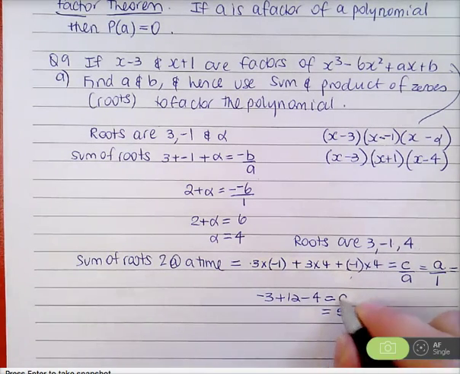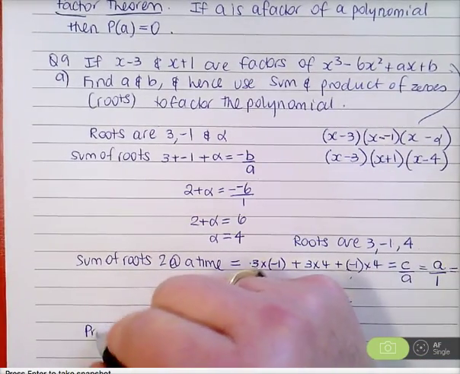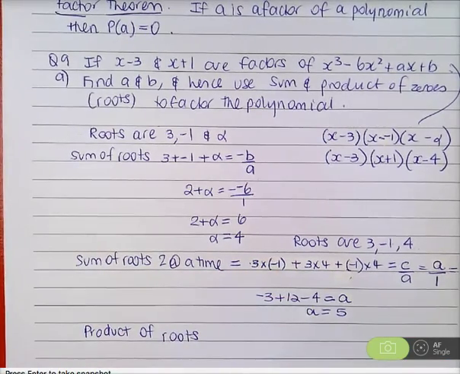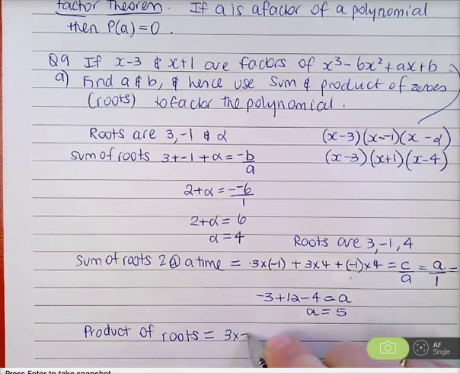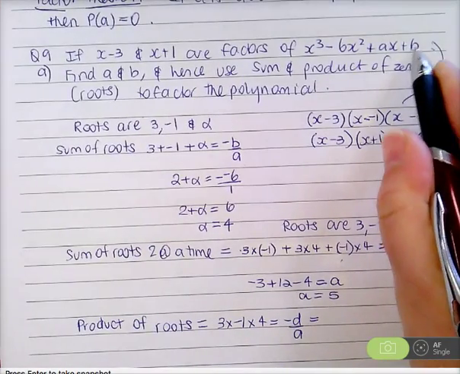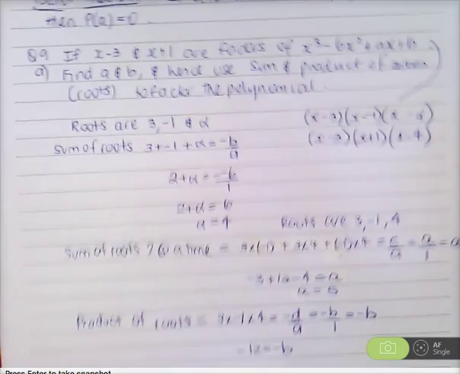All right, so therefore A is 5. So that's a 5 in there. And product of roots, girls, really bad choice of pronumerals by the book or the authors. Product of roots is, what are my roots? 3 times -1 times 4 is negative D on A. What's the negative D? So it's negative B on 1, which is negative B. So negative 12 is negative B. So B is 12.